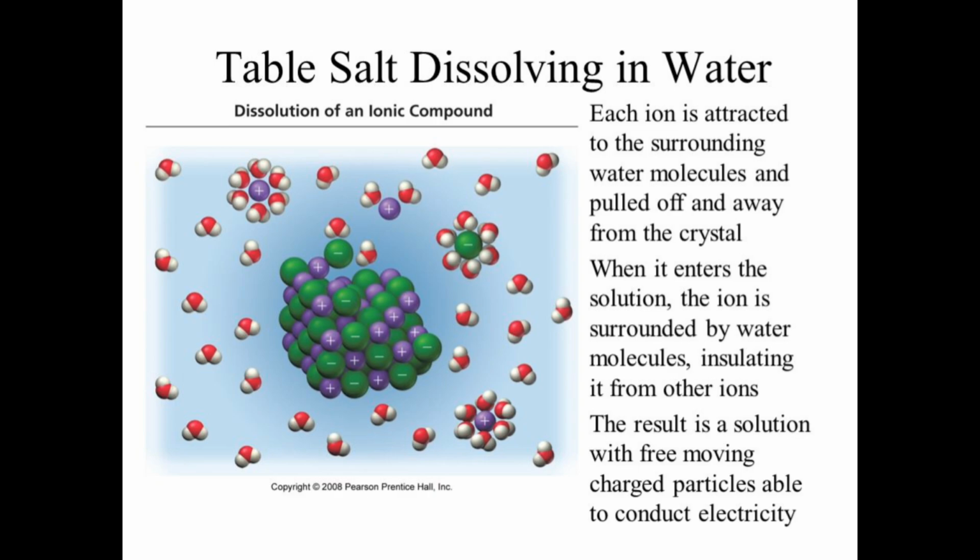So, therefore, they are able to move about, and that is why salt water can conduct electricity, because it has free mobile ions, which are the sodium ion and the chloride ion respectively inside it. So this is the chemistry of dissolution of salt, especially ionic compounds, in water.